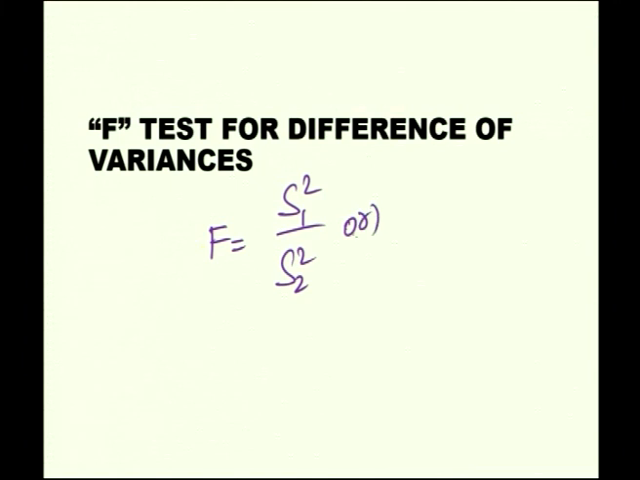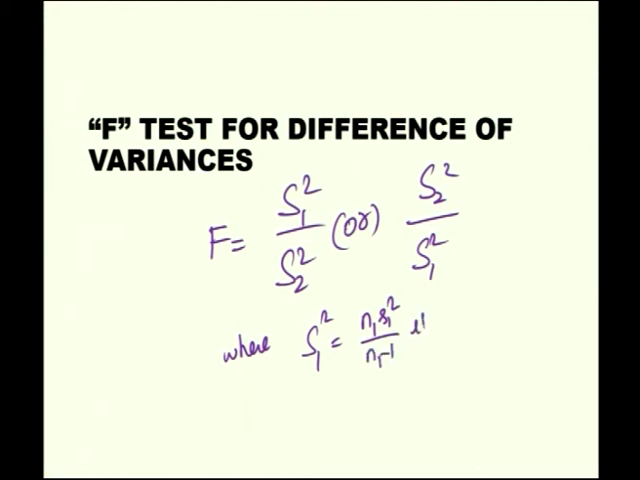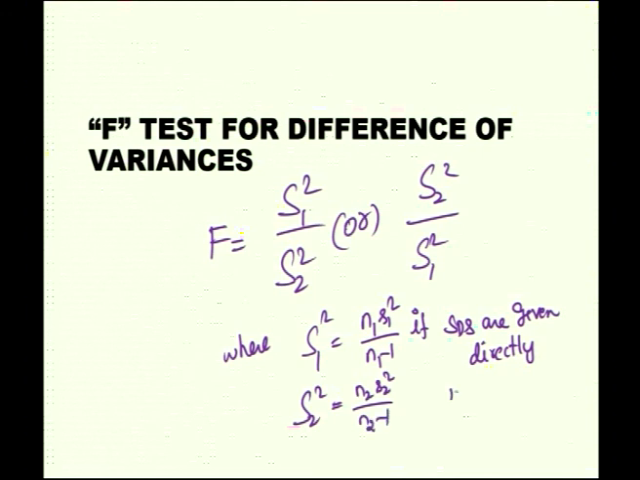This is the case when S1 square is greater than S2 square. Suppose S2 square is greater, then the formula will become S2 square by S1 square, where S1 square is N1 S1 square by N1 minus 1, if the SDs are given directly, in the sense the values are earlier calculated and given to you, and S2 square is equal to N2 S2 square by N2 minus 1 if the standard deviations are given directly.